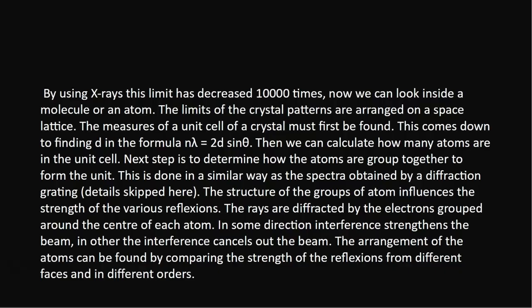The atoms of the crystal are arranged on a space lattice. The measures of a unit cell of a crystal must first be found. This comes down to finding the d in the formula. We have already seen the formula: lambda is 2d sin phi. Then we can calculate how many atoms there are in a unit cell. The next step is to determine how the atoms are grouped together to form a unit. This is done in a similar way as the spectra obtained by a diffraction grating.